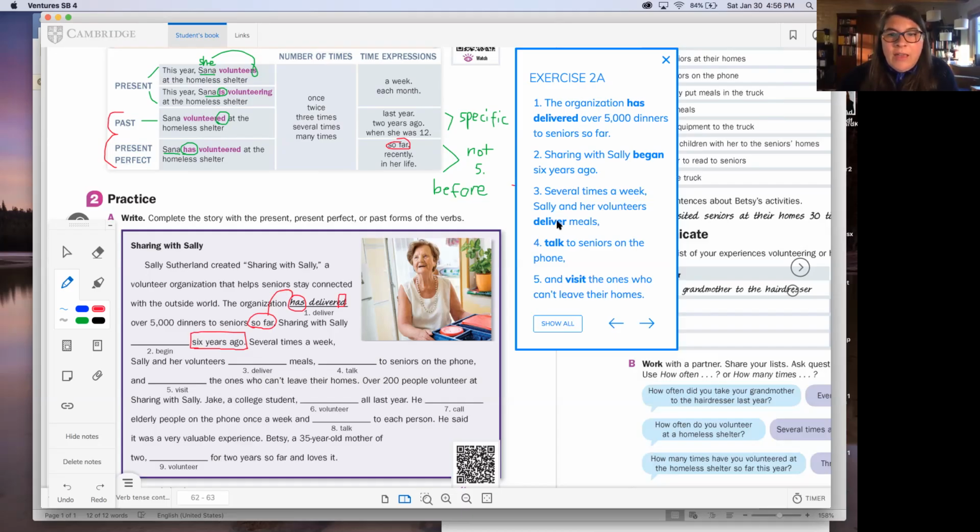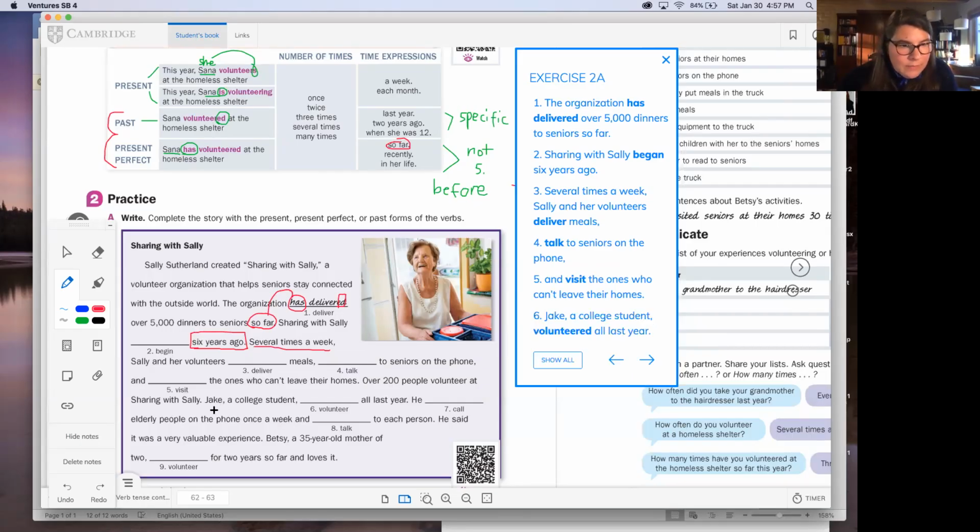3, 4, and 5, deliver, talk, visit. They are all right here, several times a week. Several times a week would be present tense. Now, all right, that's number 5. Number 6, Jake, where is it? Jake, a college student. Sorry, I missed something.